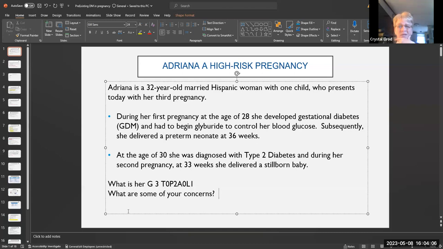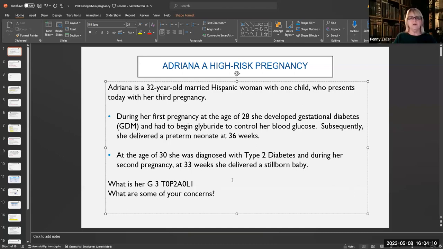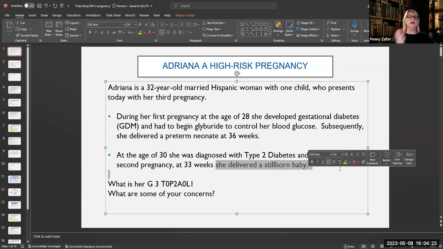Her family history? Okay, yeah, we want to know about her family history. Did anybody in her family have preeclampsia? Because that means she's at risk, okay? What about this? The fact that her last baby was stillborn. Do you think that'll affect her?